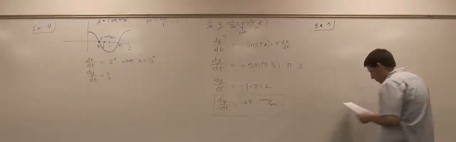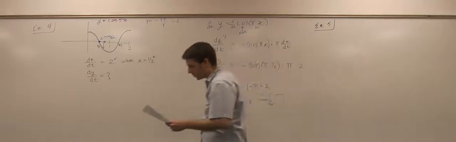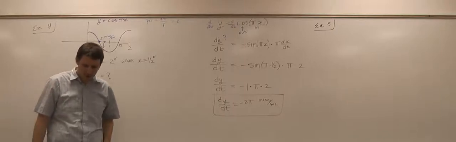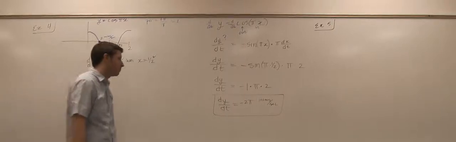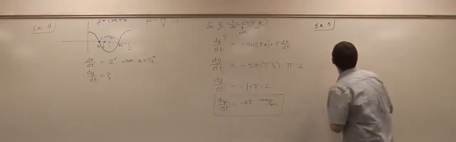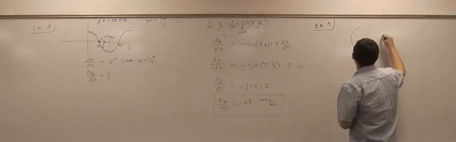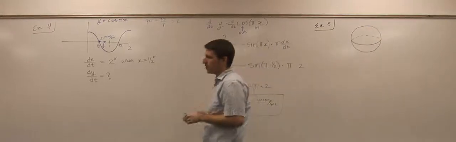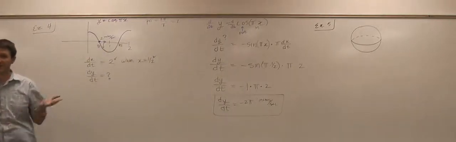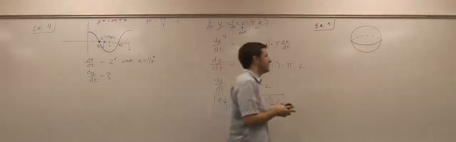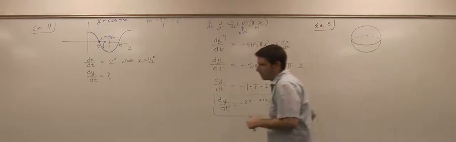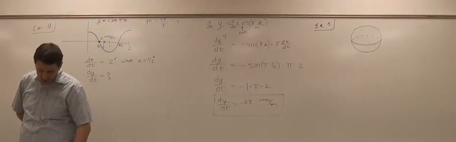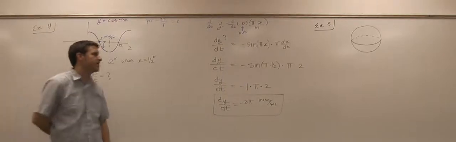Okay, so number 5, you're filling a balloon with water. When the radius of the balloon is 1 inch, the radius is changing at a rate of 1/5 inches per second. How fast is the volume of the balloon changing at that time? Okay, so we have a balloon. Even though a balloon will not be perfectly spherical, we will assume that it's perfectly spherical to make our life a little easier. When the radius is 1 inch, the radius is changing at 1/5 inches per second.